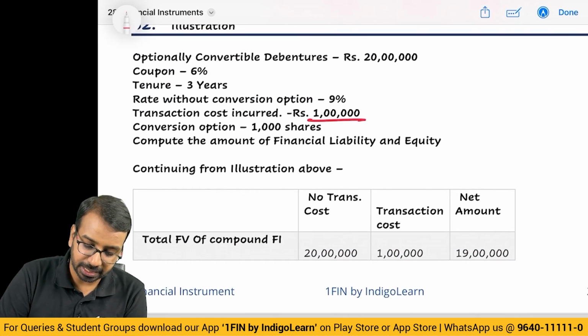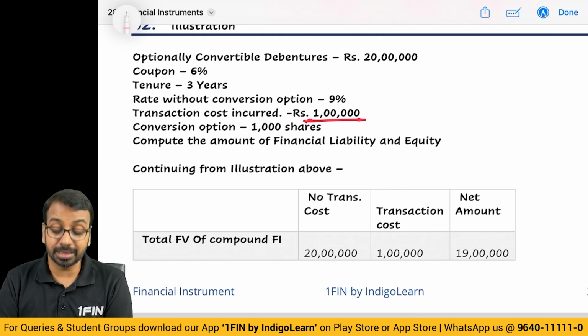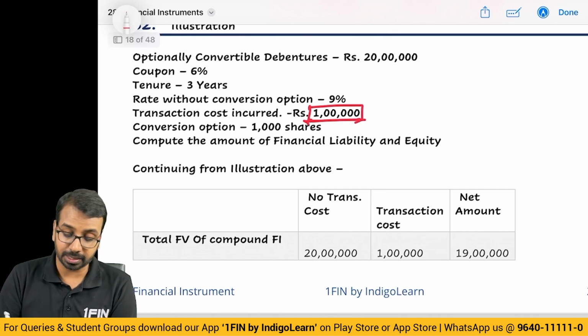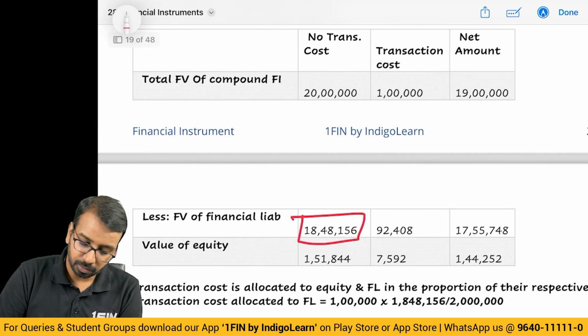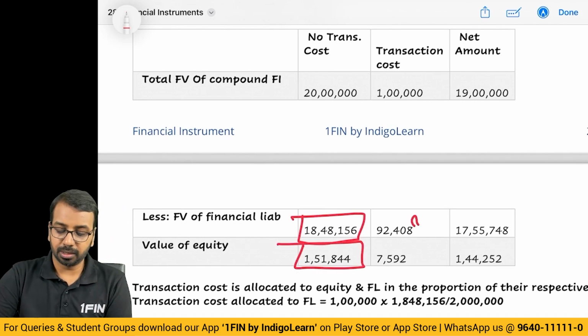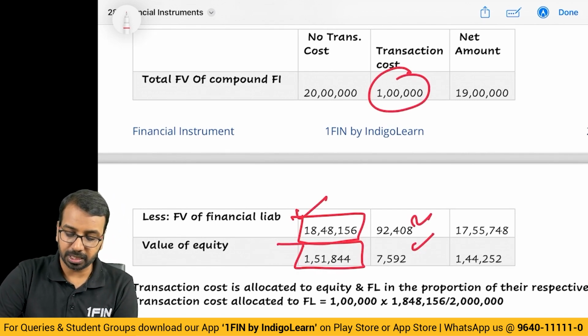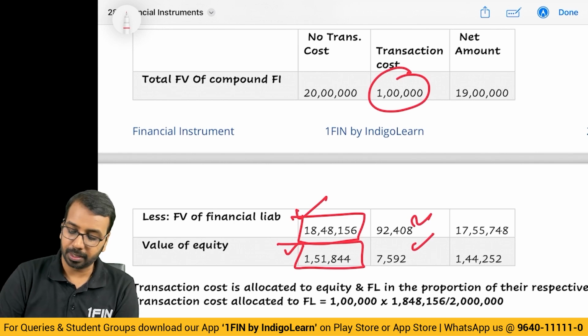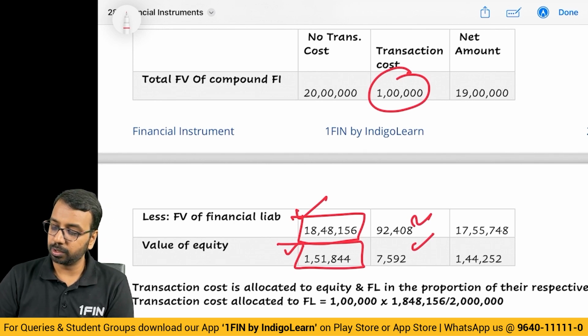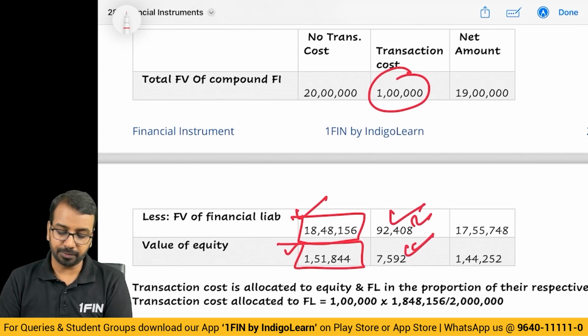Then if there are transaction costs incurred, let us say 1 lakh is the transaction cost. What you will do is split that between the liability and equity in proportion. So 1 lakh will be split between 1848 and 151. Basically, 1 lakh multiplied by 1848 156 divided by 20 lakhs. When you do that, you get 92408 and 7592.